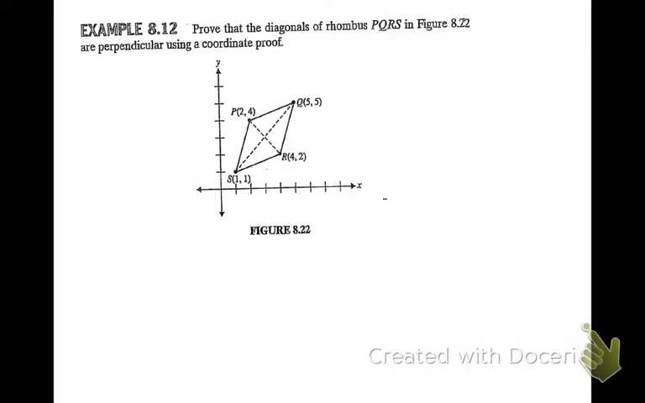So we're going to prove the diagonals of a rhombus PQRS in the figure 8-22 are perpendicular using a coordinate proof. Go ahead and do that on your own. Prove that those diagonals are perpendicular.